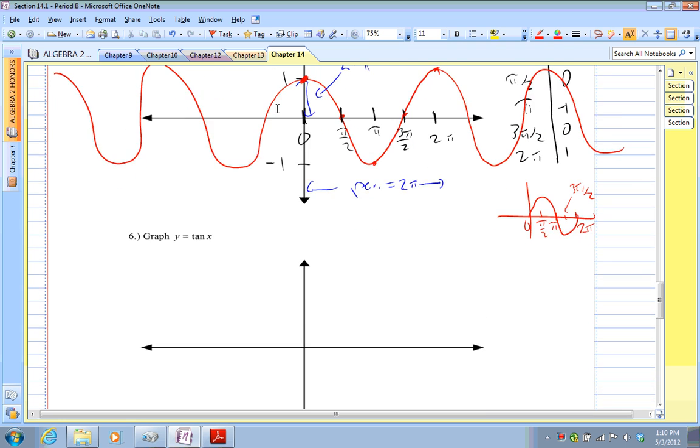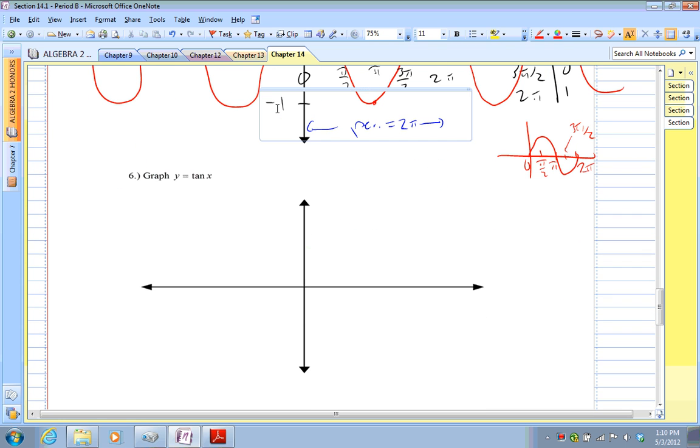All right. Tangent kind of marches to its own beat compared to sine and cosine. That's true. It will be undefined sometimes. Exactly. You'll see. Let's talk about it.